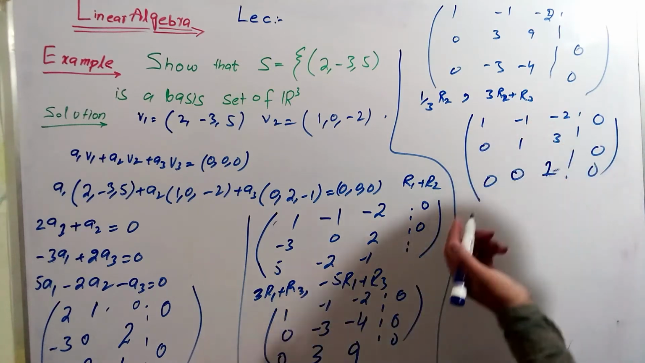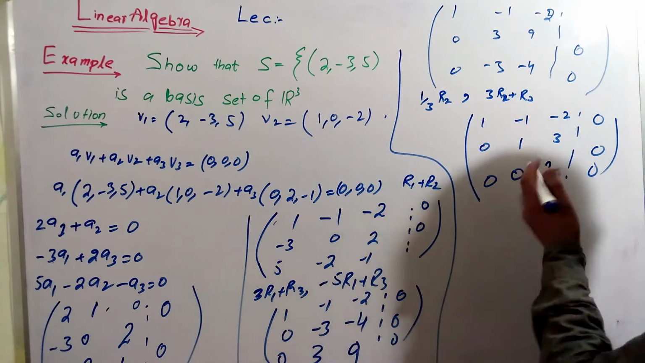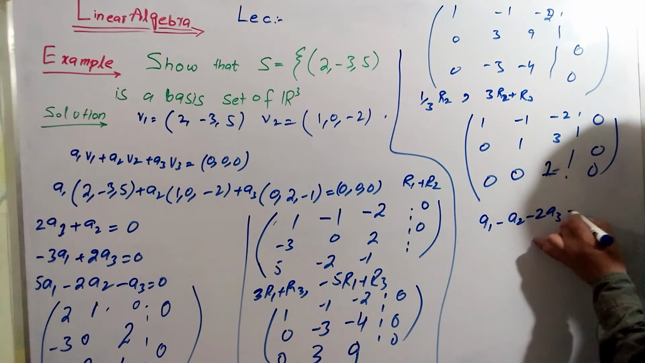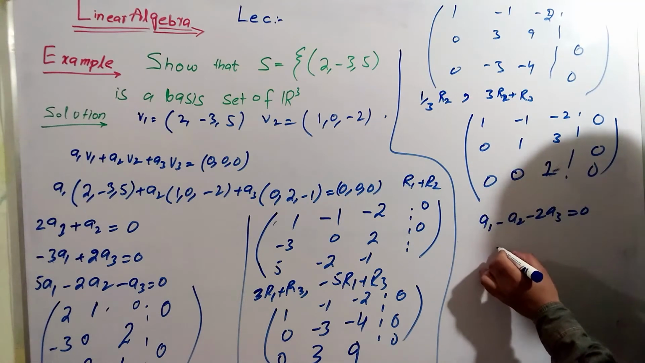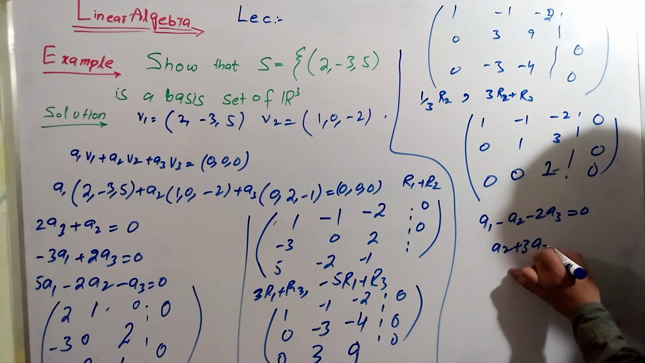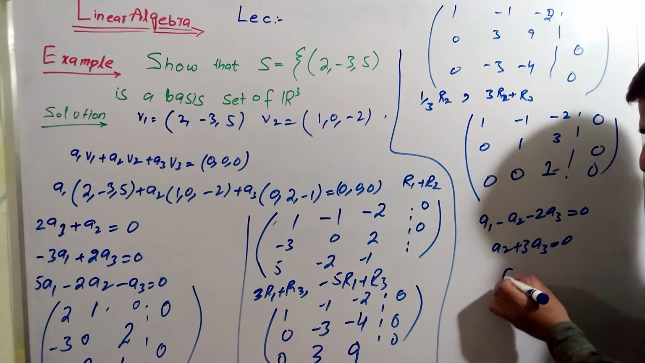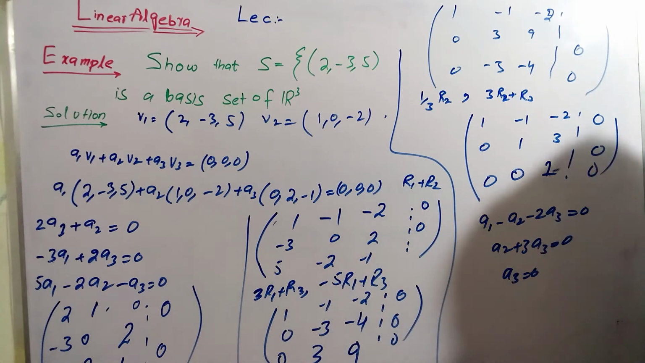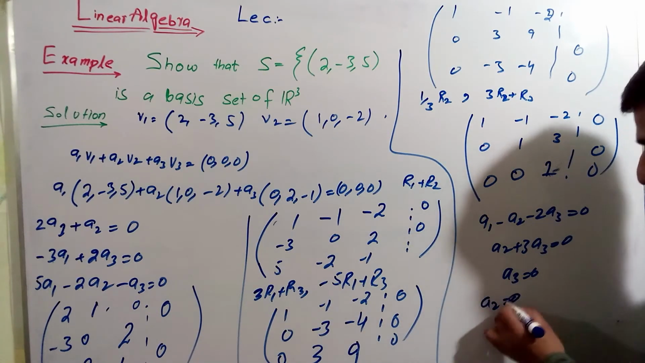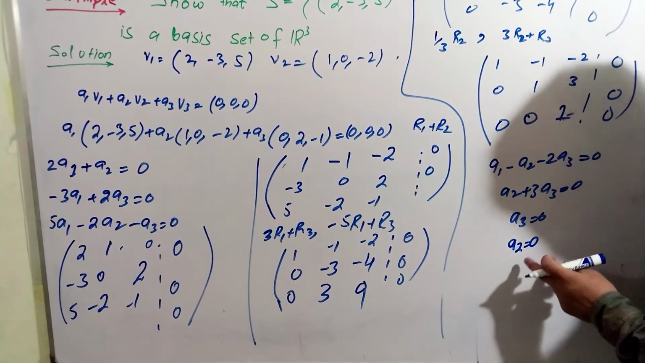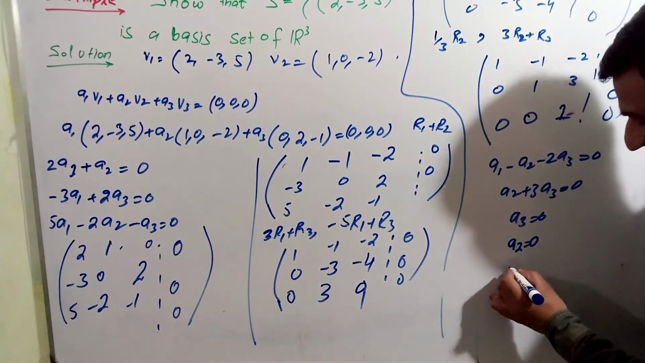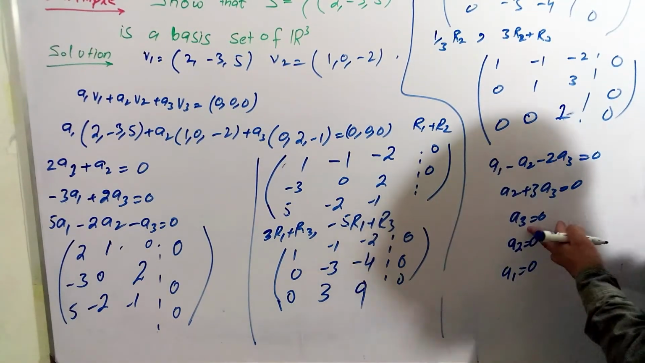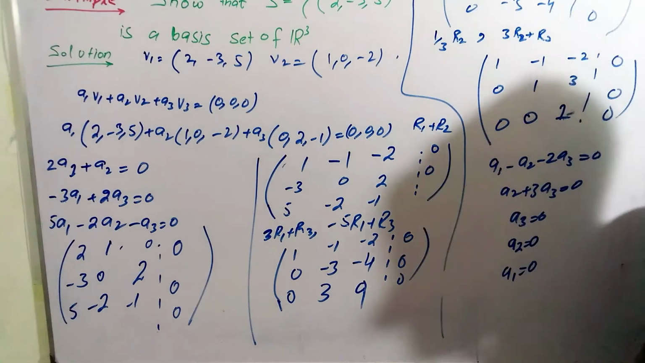So you will obtain a system of equations. Here is a1 minus a2 minus 2a3 is equal to 0. From the second row, you will receive a2 plus 3a3 is equal to 0. And in the third row, you have noticed that a3 is equal to 0. If you put this value of a3 in equation number 2, you will see the value of a2 is equal to 0. Now we put these two values in equation 1, and we receive the value a1 is equal to 0. So you notice that a1 equals 0, a2 equals 0, a3 equals 0, right?